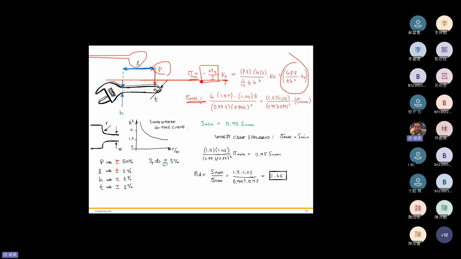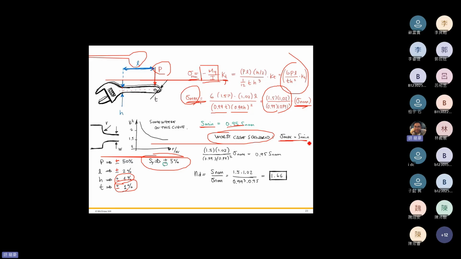So what is the lowest cross-section area? Right here, minus 1%, minus 1%. You can use 0.99t times (0.99h) squared. And then we can get the maximum stress equals a ratio times the nominal stress. In this case, it's yielding stress with the variation plus minus 5%. Therefore, the minimum yielding stress equals 95% of the nominal stress. And for the worst case scenario, the maximum stress equals the minimum stress.